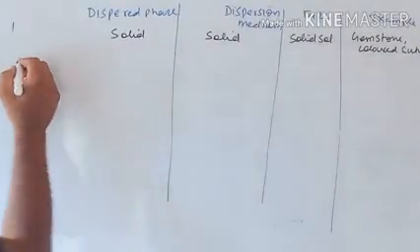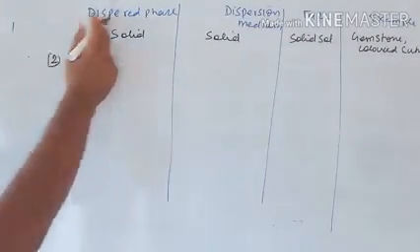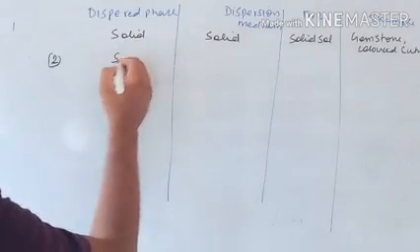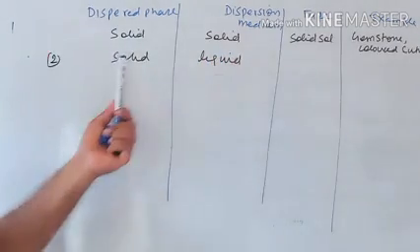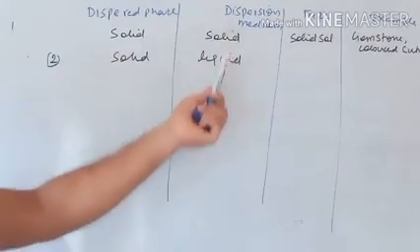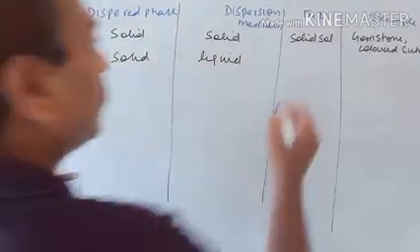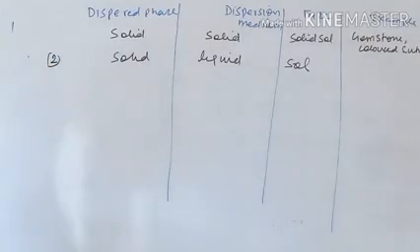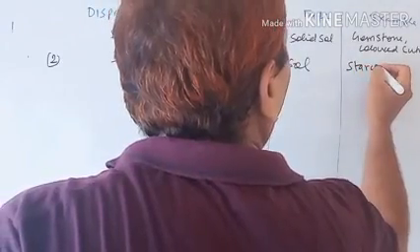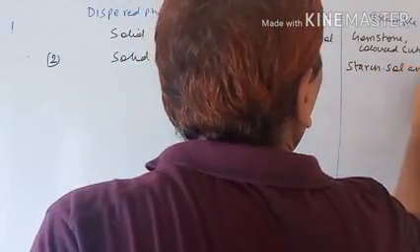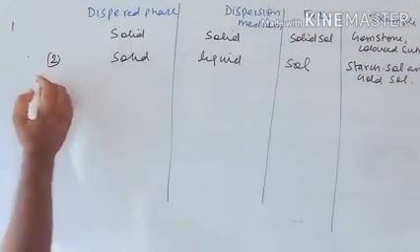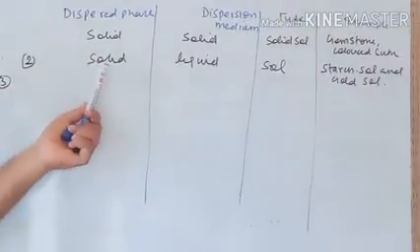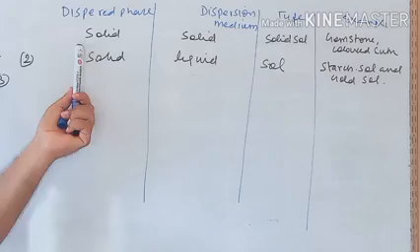Now this is one. Second example: if the dispersed phase is solid and the dispersion medium is liquid, the type is sol. Here we can take examples in sol: starch sol and gold sol.